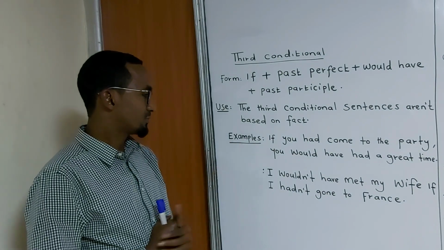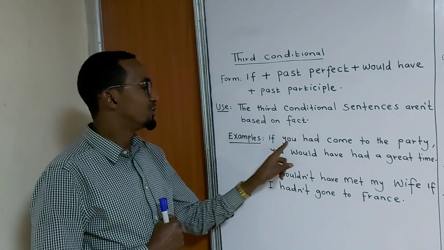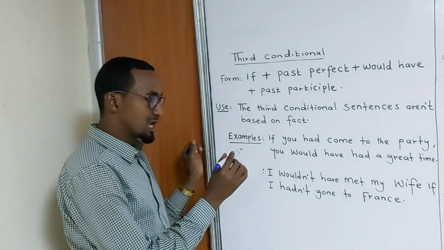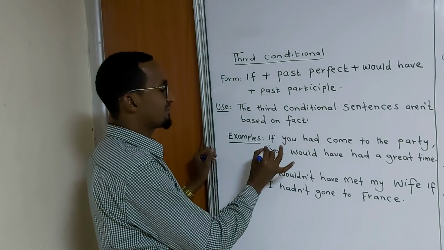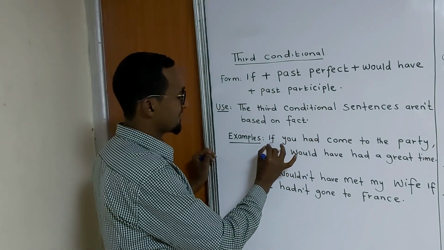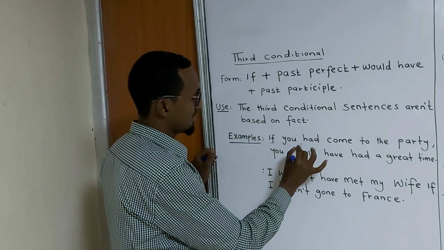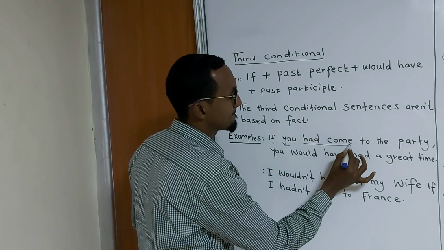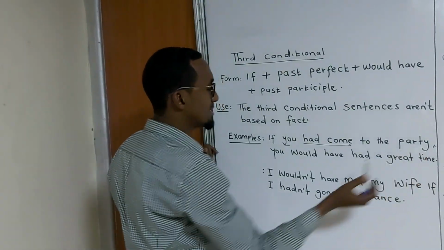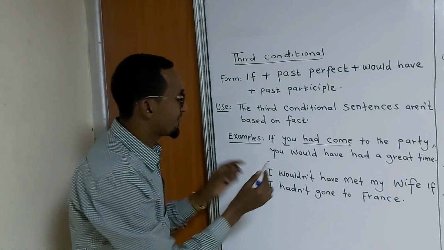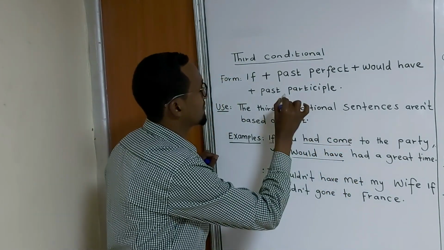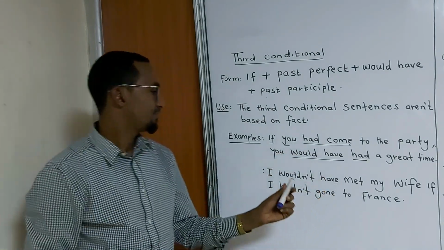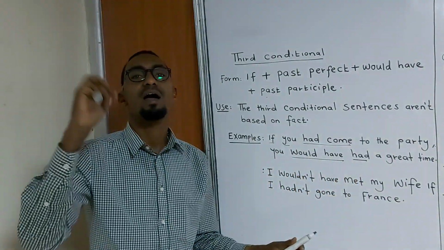Let's look at the examples. If you had come to the party, I would like you to understand the formula. We want to compare the formula and the sentence. This is if plus subject you, and then this is the past perfect. If you had come to the party, then this is the comma, then you would have. So this is would have plus past participle had. If you had come to the party, you would have had a great time.